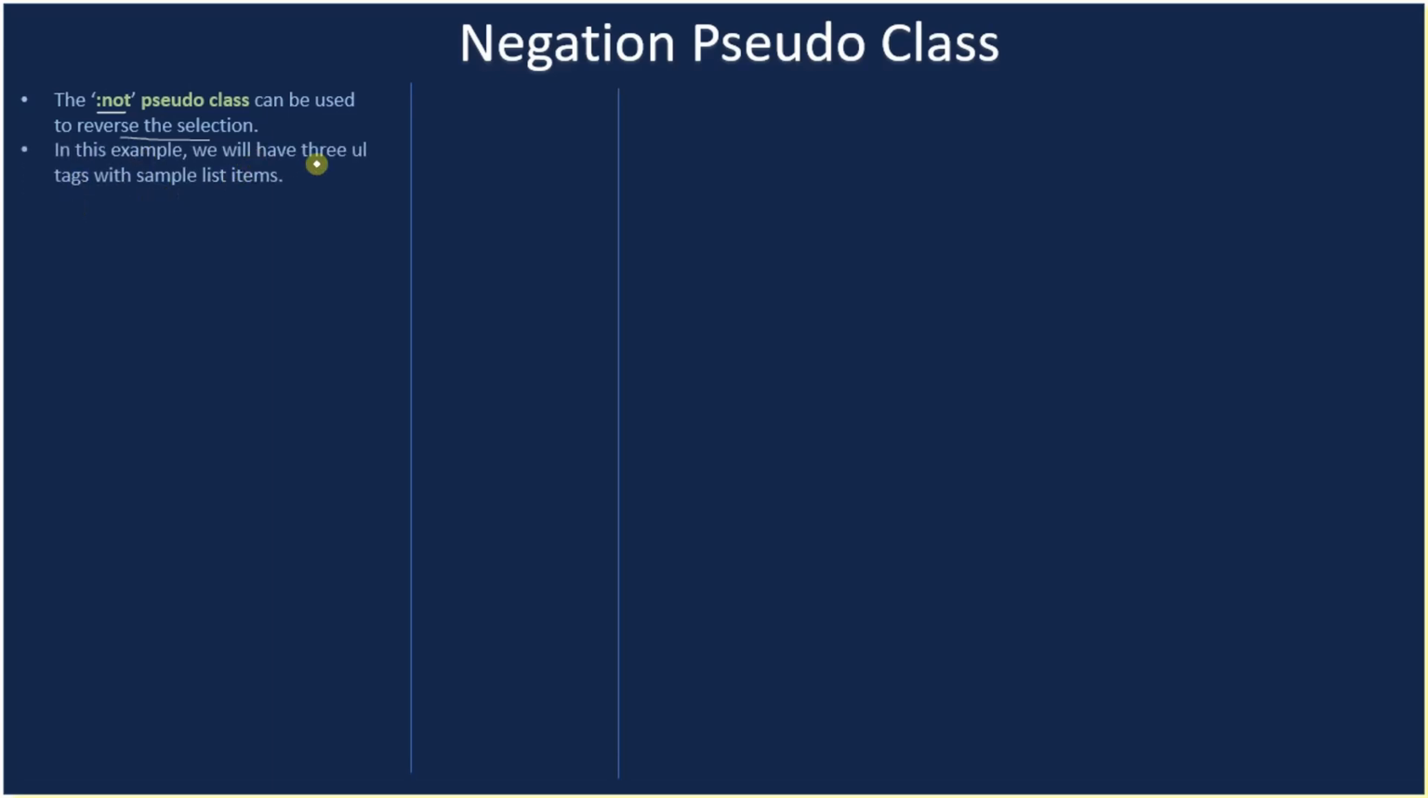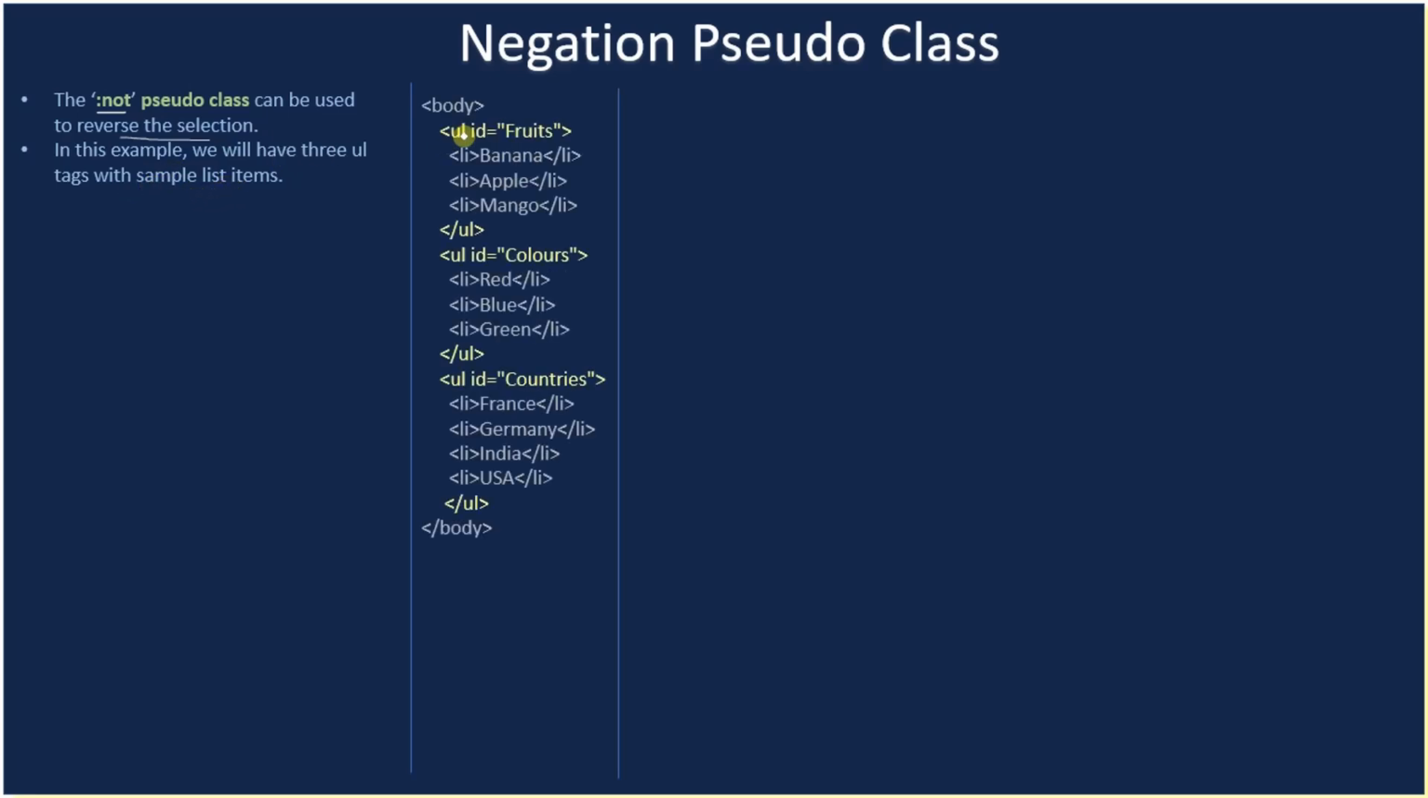In this example, we will have 3 UL tags with sample list items. If you see, this time we don't have any nested list elements. We have body, then we have 3 UL elements. Those are all highlighted in yellow color, right? ID equal to fruit, ID equal to colors, and ID equal to countries. So these UL elements are identified by specific IDs.